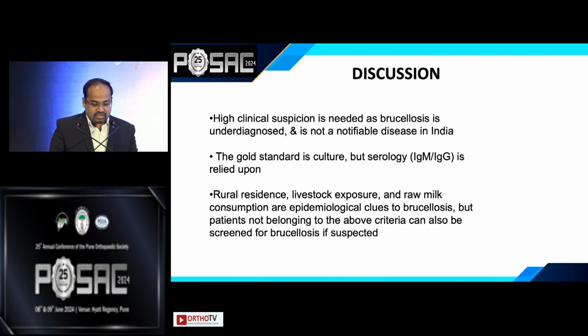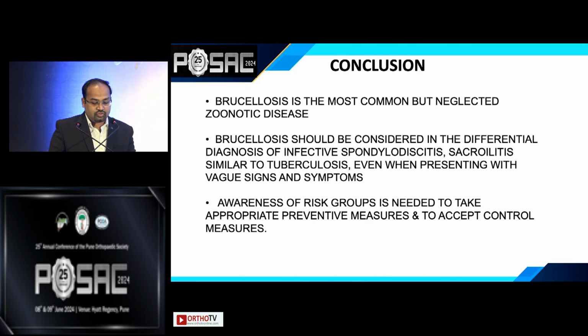Rural residence, livestock exposure, and raw milk consumption are epidemiological clues in brucellosis, but patients who do not belong to the above criteria can also be screened for brucellosis if suspected. Brucellosis is the most common but neglected zoonotic disease. It should be considered in the differential diagnosis of infectious spondylodiscitis and sacroiliitis, similar to tuberculosis, even when presenting with vague signs and symptoms.